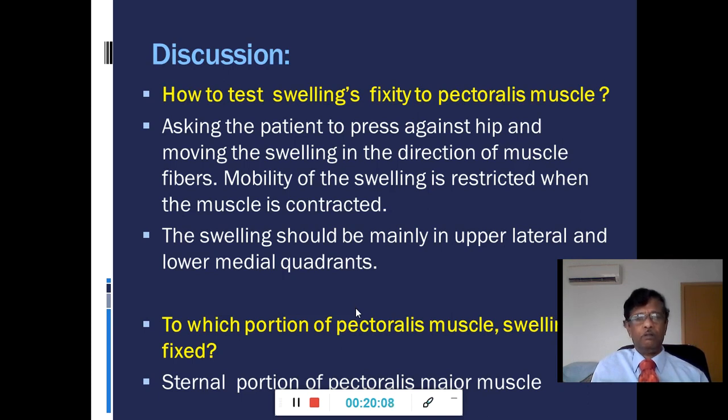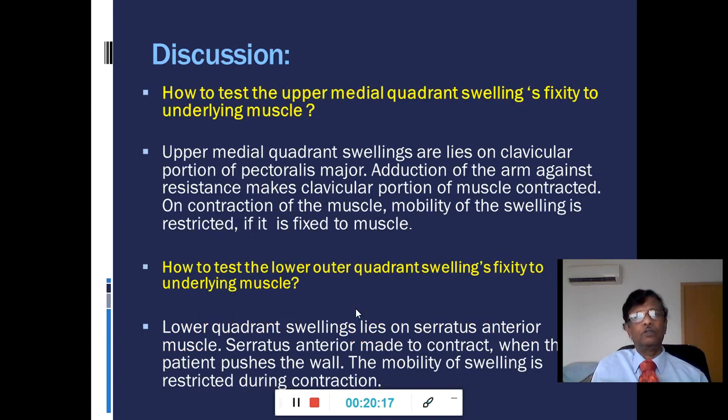Right. To which portion of the muscle is the swelling fixed? Sternal portion of the pectoralis major muscle. Right. How to test the upper medial quadrant swelling's fixity to underlying muscle? Upper medial quadrant swellings lie on the clavicular portion of the pectoralis major. Pectoralis major has a sternal portion and a clavicular portion.